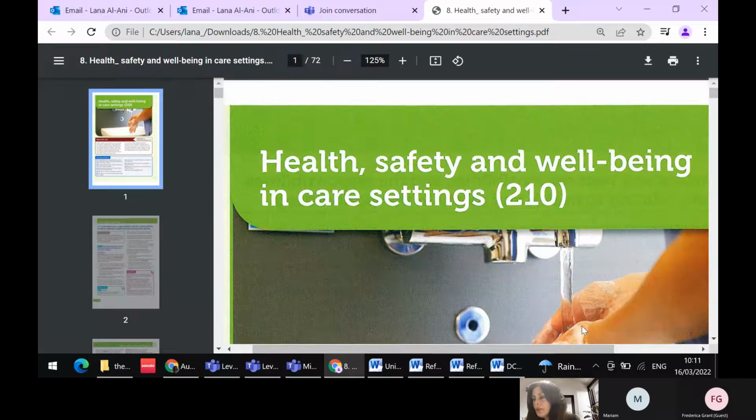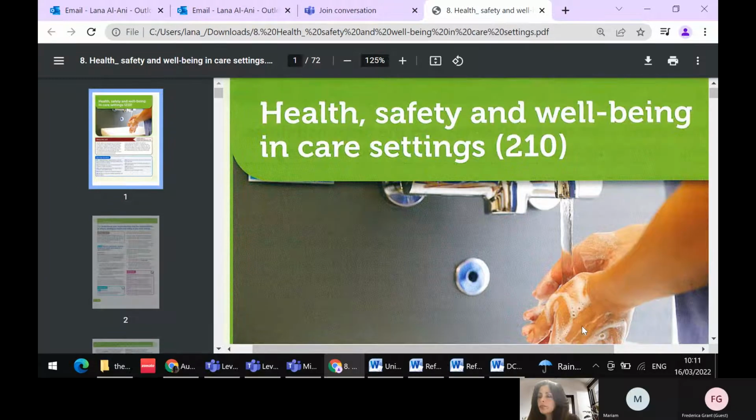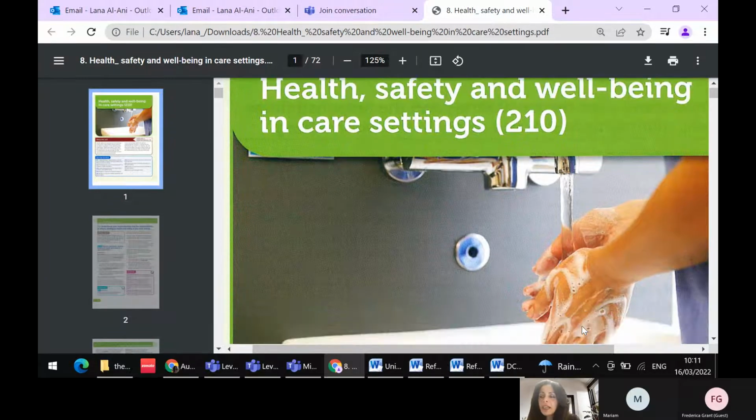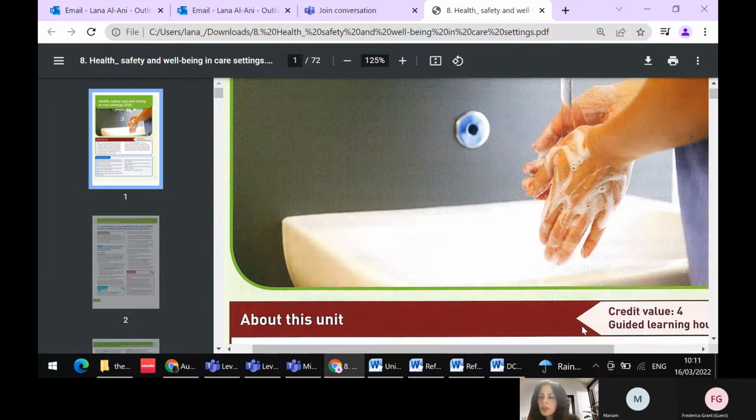Now, our unit, Unit 6, is all about health, safety, and well-being in care settings. So do we know what the health and safety regulation is?